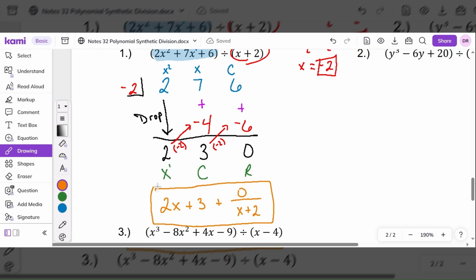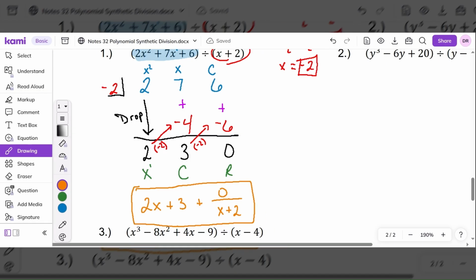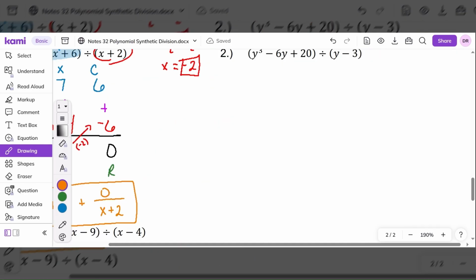And that's it. Okay? So I know that's kind of weird. We're going to do this a couple more times so you can get a feel for it. It's actually a very, very simple process. Let's try this again on number 2.